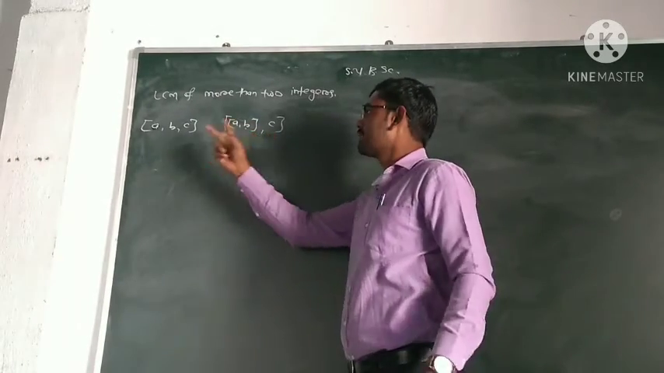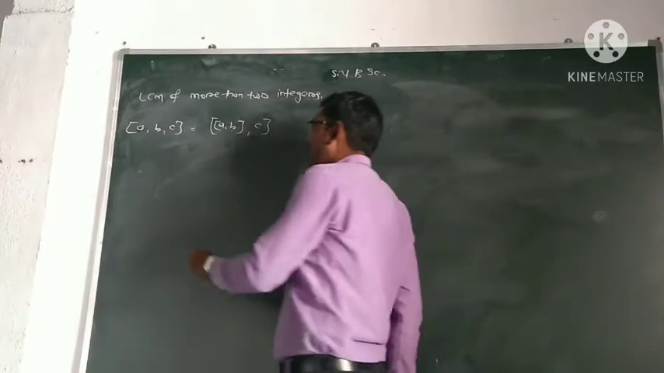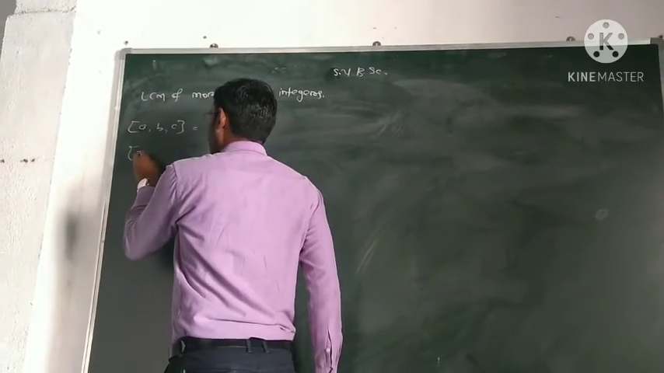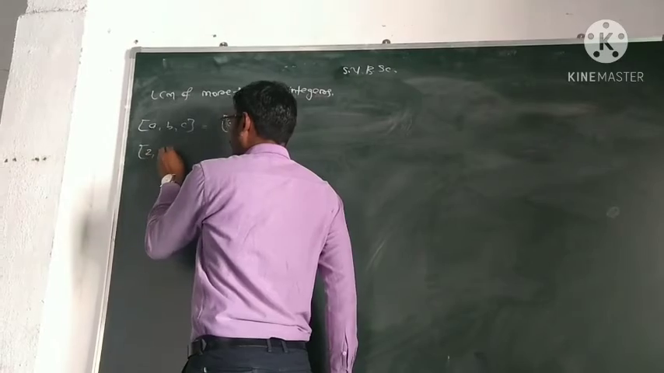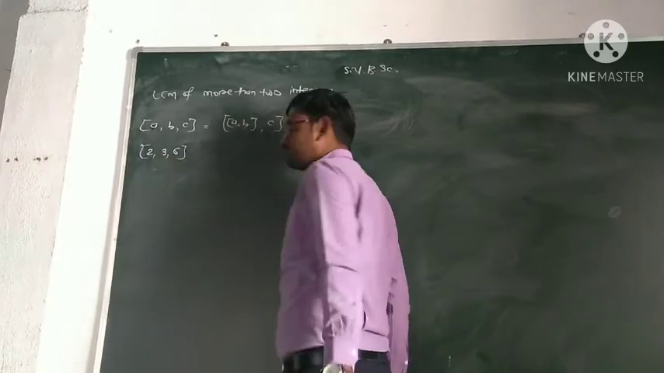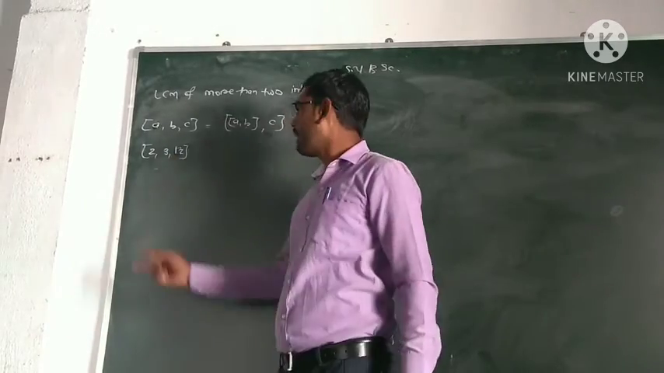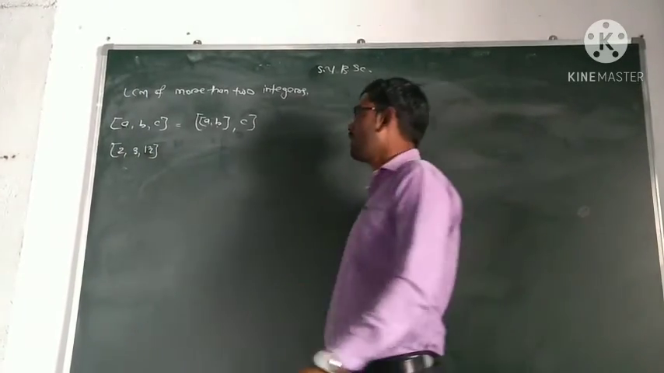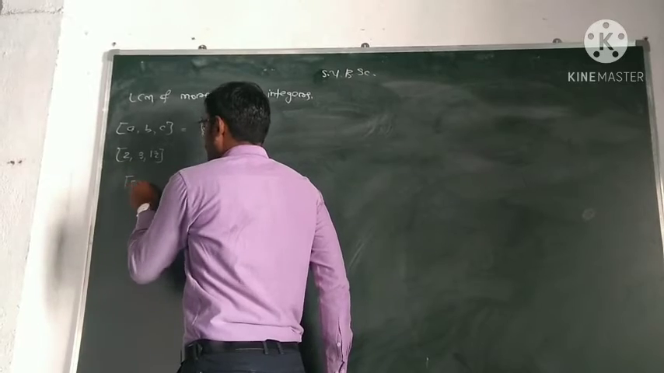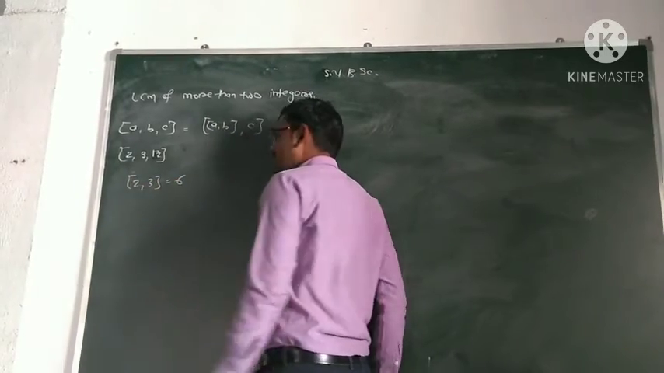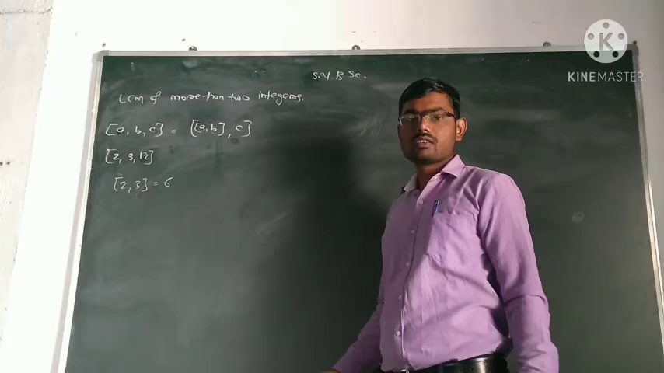This will be the LCM of A, B, and C. For example, we will find the LCM of 2, 3, and 6, or 12. First, find the LCM of any 2 numbers. We will find the LCM of 2 and 3. What is the LCM of 2 and 3? It is 6. The least common multiple is 6 for 2 and 3.